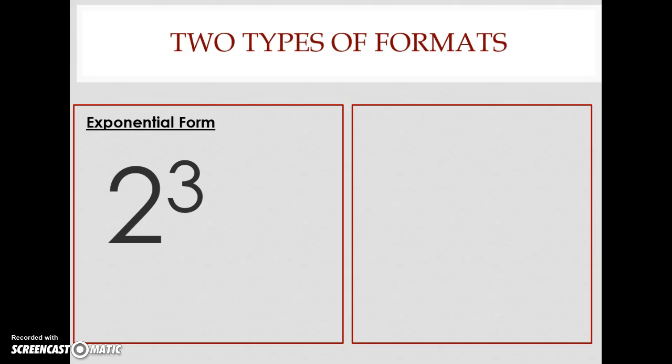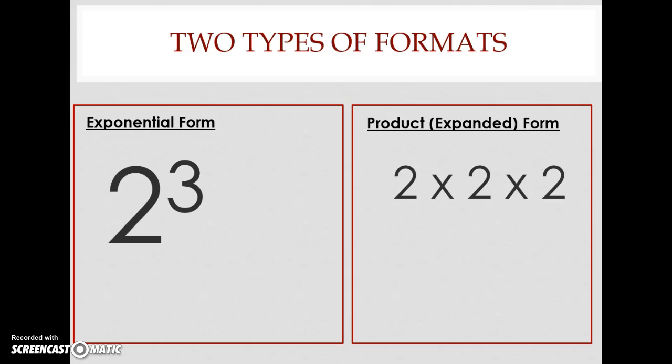Now, exponents come in two formats. One is the exponential format that you're looking at right now. This is the one you saw on the last screen. The second format that we're going to talk about today is the product or expanded form. So take a look at the base. The base is 2, and what I've done is I've expanded it. Instead of it being short and concise on the left-hand side, I've taken this 2 and opened it up.